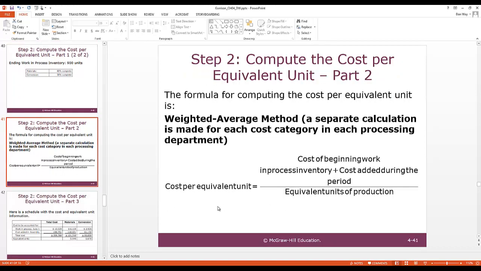So to come up with the cost per equivalent unit using the weighted average method, and we do need to do this calculation separately for both materials and conversion here, or whatever our cost categories are, we want to take the cost of the beginning work in process plus the costs that were added to the process during the period, and then divide that by the total equivalent units of production. Again, equivalent units is our measure of how much work we really completed from a full unit perspective. So that's what we want to use to come up with a full unit cost each period.